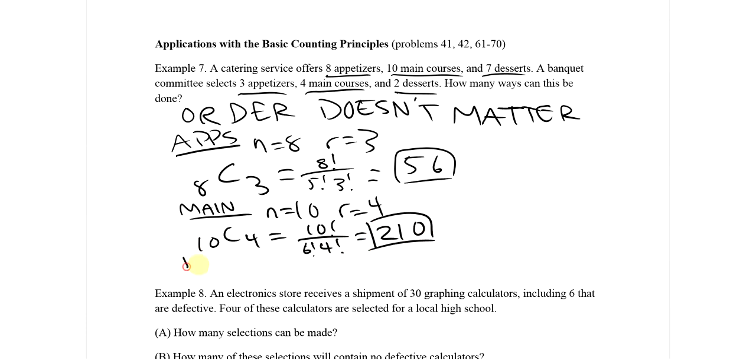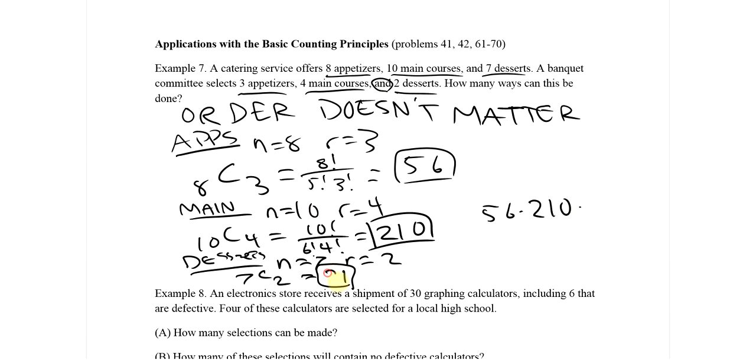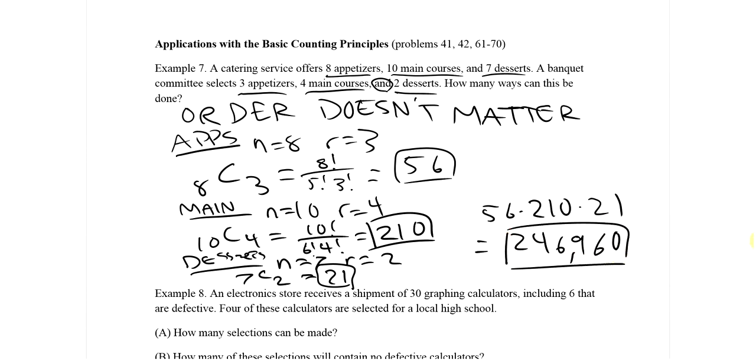And then for the dessert, we have 7 total, and we're choosing 2. So it'll be 7C2, and that is just 21. So our final answer, using our multiplication principle, since we have an appetizer and a main course and a dessert, will be 56 times 210 times 21, and that gives our final answer 246,960. That is example 7.